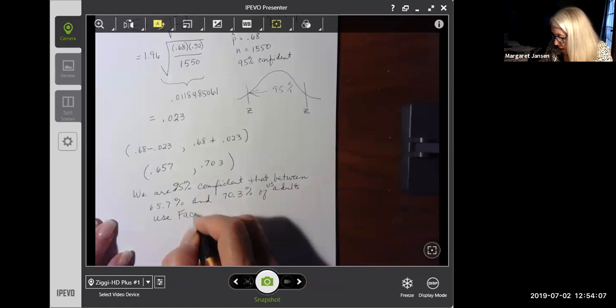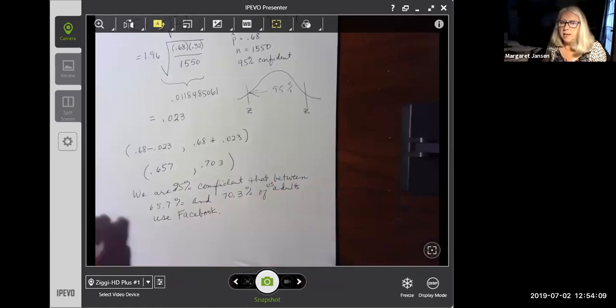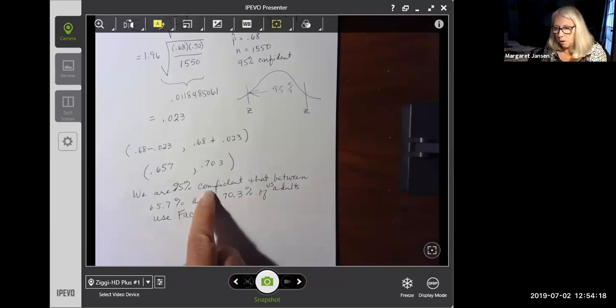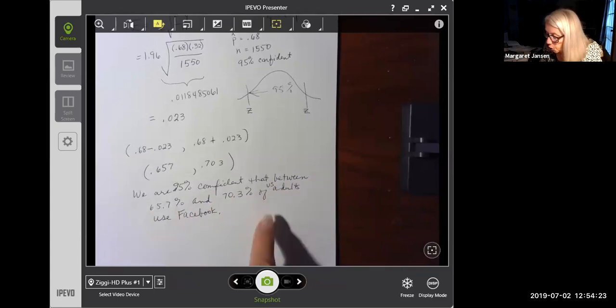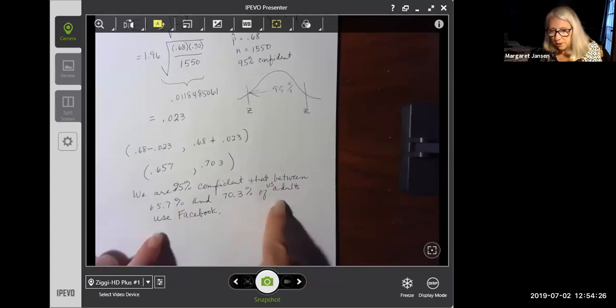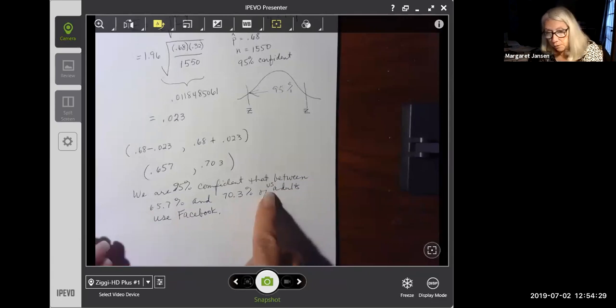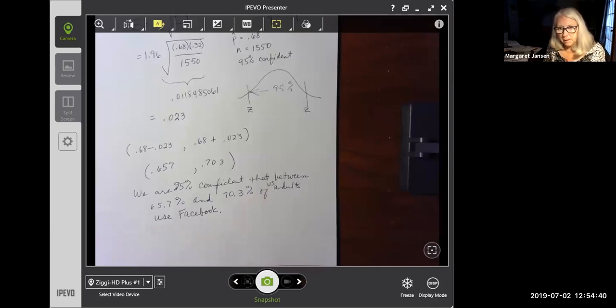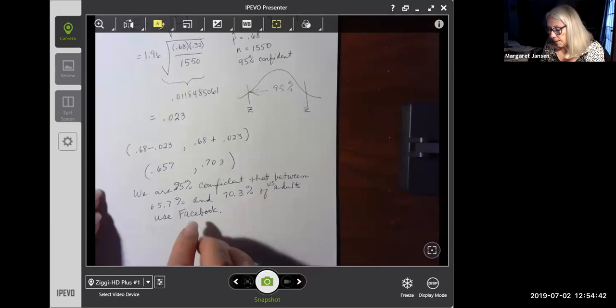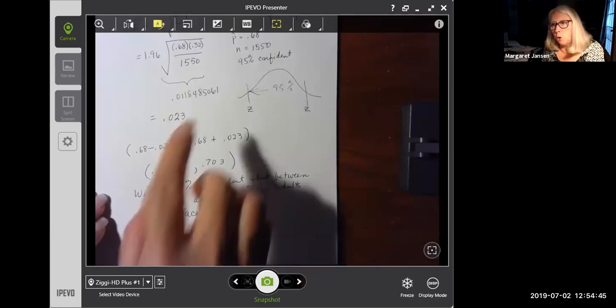Then notice that the interpretation is really critical to understanding what we're doing. First of all, we're telling you how confident we actually are. And then we're telling you the endpoints, but we're also telling you what those 2 endpoints represent, that they represent the percentage of U.S. adults that use Facebook. You have to make sure that every time you do an interpretation, you get in all 3 of those elements. So it ties it back into the purpose of doing the problem.